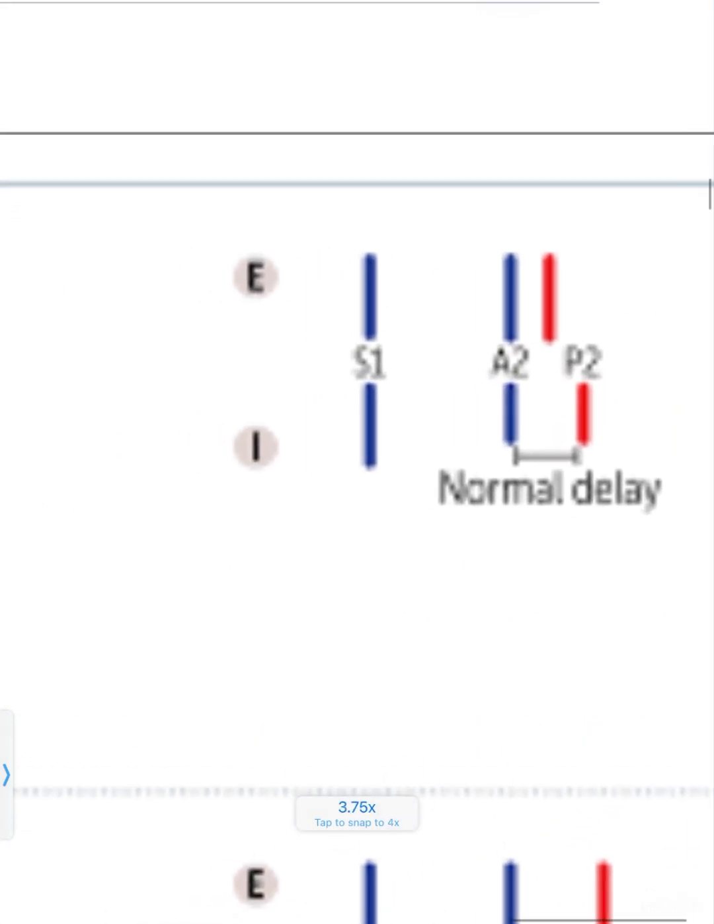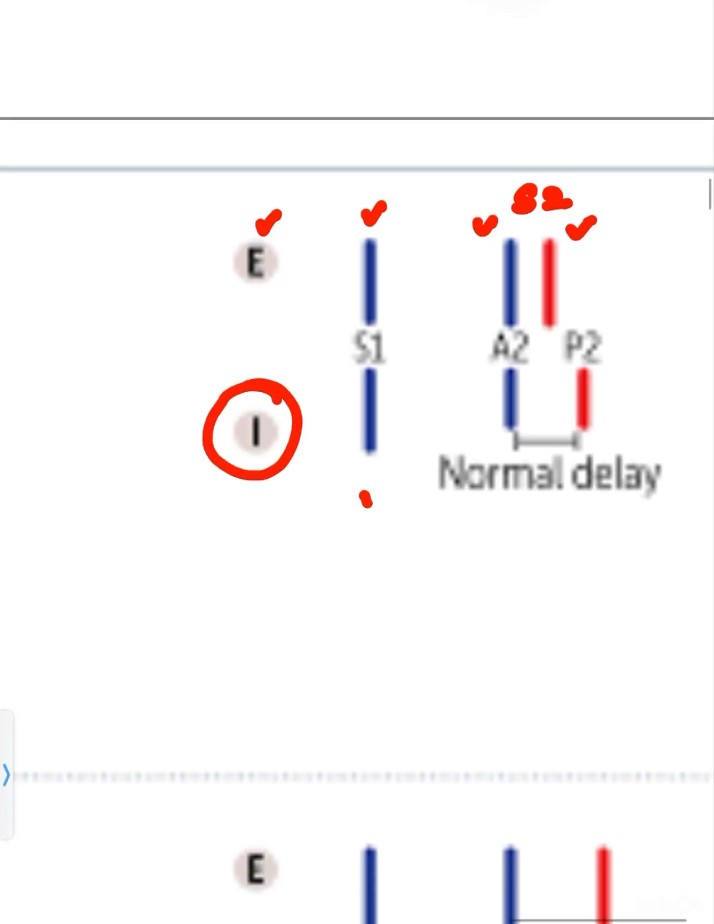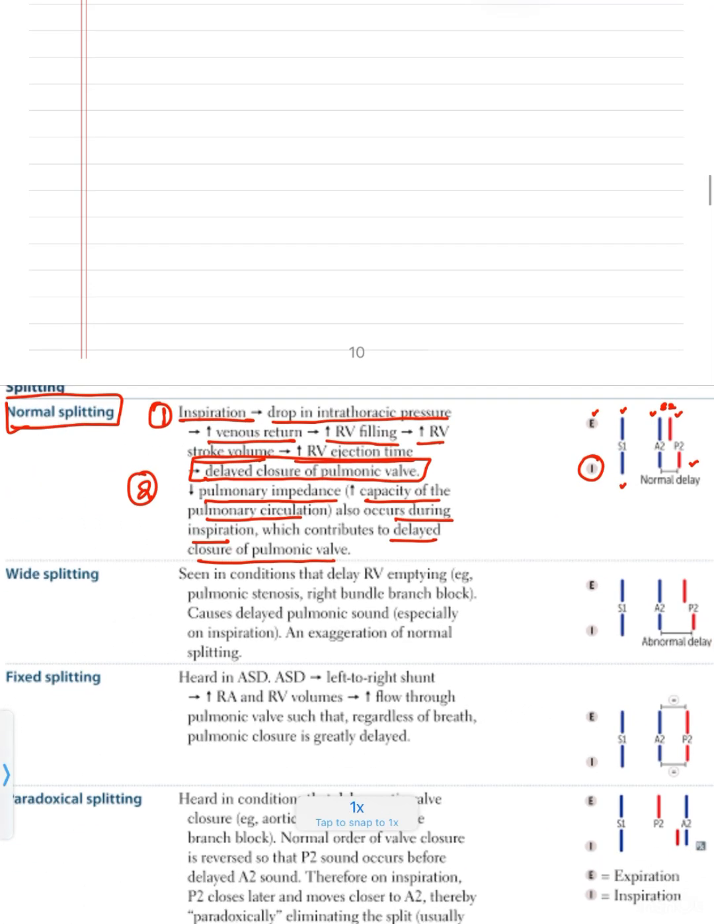If we see this diagram, during expiration there is S1, then in S2 there is A2 and P2, which is normal. But during inspiration, S1 is there, but P2 is delayed. Why? Because during inspiration the venous return is higher and the pulmonary impedance is lower. So it will take more time for the pulmonary valve to close, because the blood from the right ventricle is still coming. So it will not close early; it will be delayed. This is a normal delay. So during inspiration P2 normally gets delayed.